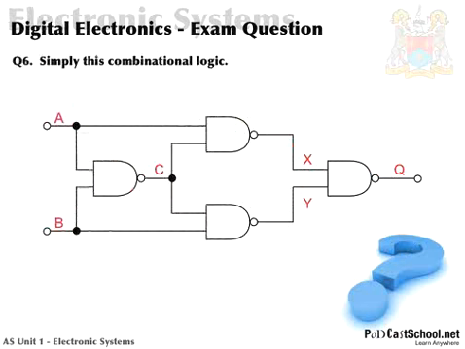Next question. Simplify this combinational logic. Now that can look quite daunting, and there was a question similar to this in the last podcast, and what I said there was sometimes you might not see labels given in the middle of the combinational logic. You might just have A and B as inputs and Q as an output. What you should definitely do is just add any labels that you need to add in.